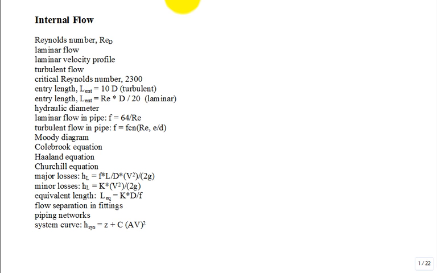All right, now we move into the chapter on internal flow. I'm going to talk about a review of some of the material about Reynolds number, laminar flow, turbulent flow, and then talk about the friction factor, how to predict the pressure drop in flow or the head losses for pipe flow, as well as flow in fittings.